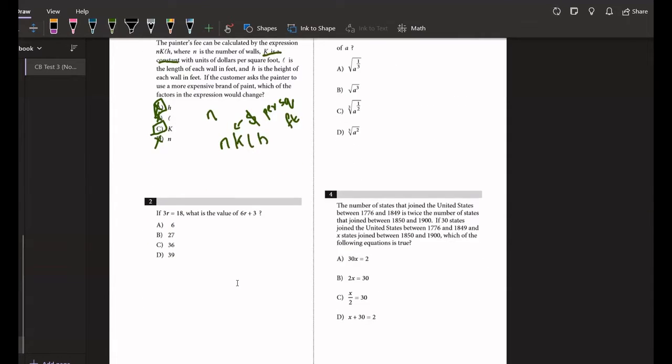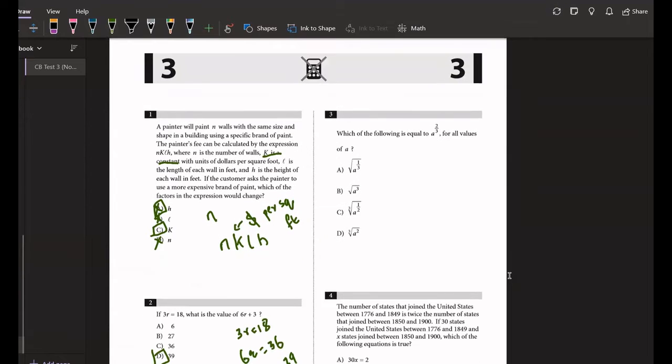The next one is an algebraic question, very simple. 3R is 18. So obviously 6R is going to be twice of that. So 3R times 2 is 6R, and 18 times 2 would be 36. We want 6R plus 3. So 36 plus 3 would be 39. So our answer is D.